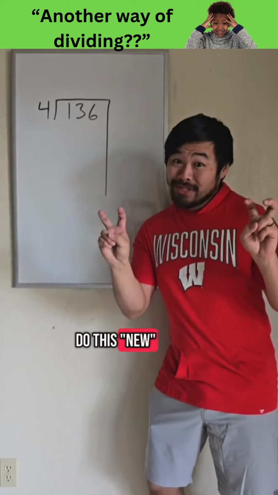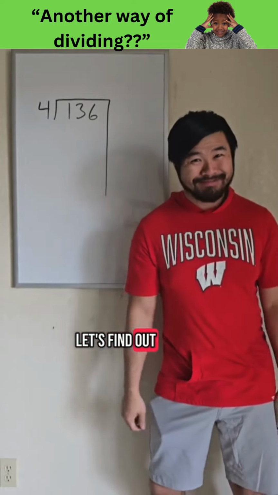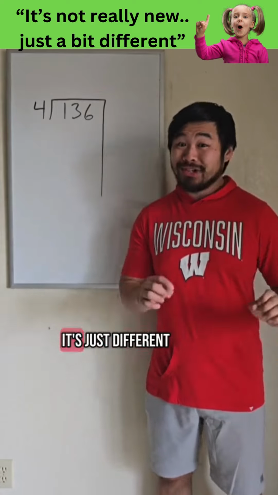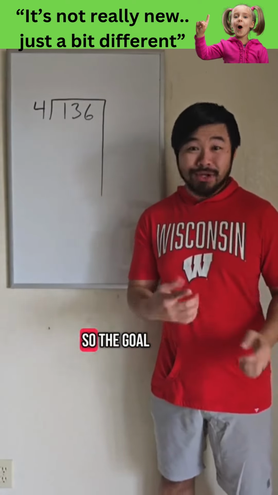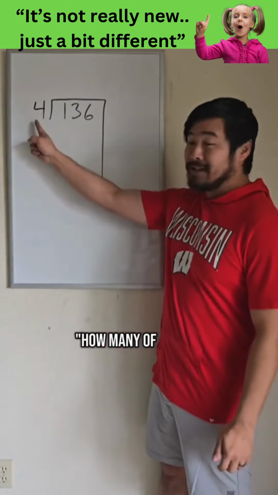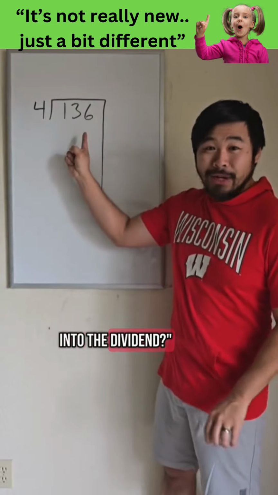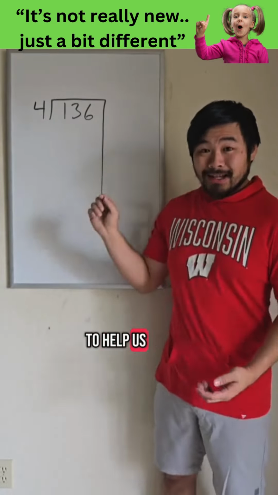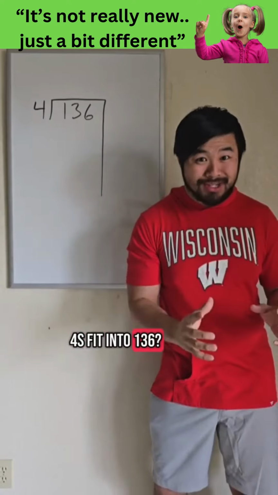How do we do this new way of dividing? Let's find out. First, it's not really new, it's just different than long division. So the goal is asking ourselves how many of the divisor fit into the dividend, and we're using what we know to help us. So how many 4s fit into 136?